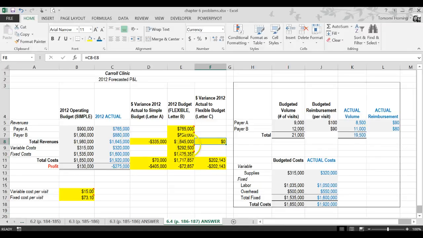And here, when you are comparing a revenue projection in a flexible budget of 1.645 and you actually came in at 1.645, that's the reason why it's a zero variance, meaning there was no difference between what was planned and what actually happened.